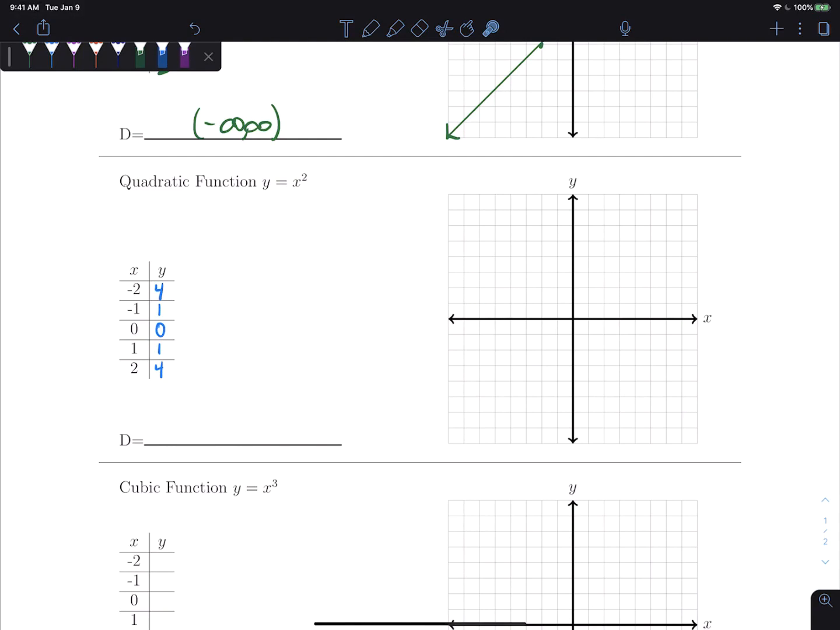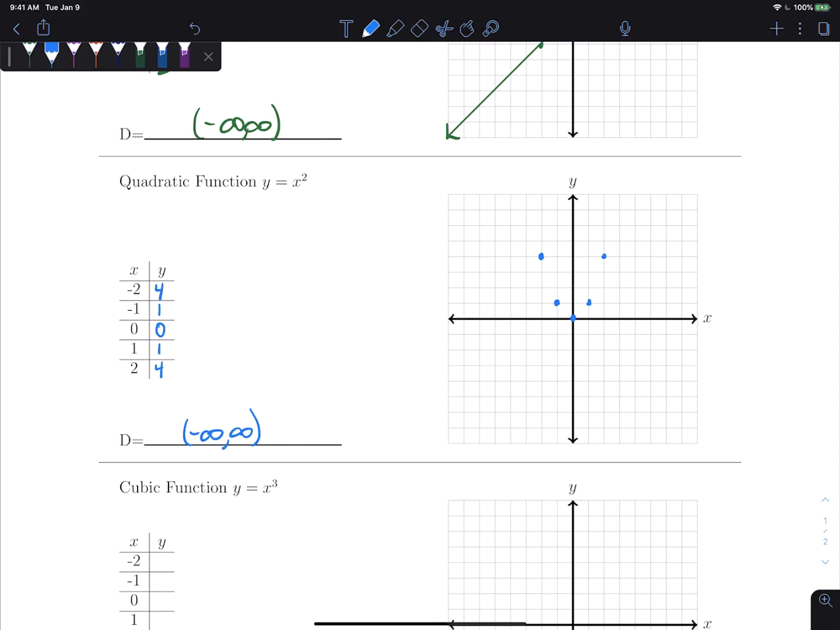Awesome. Notice that when you square something, you always get at least a non-negative value. Outstanding. And again, because we don't have a rational or a radical, that's going to give us a domain of all real numbers, -infinity to infinity. Then just plot this, -2, positive 4. -1, 1, 0, 0, 1, 1, 2, 4.